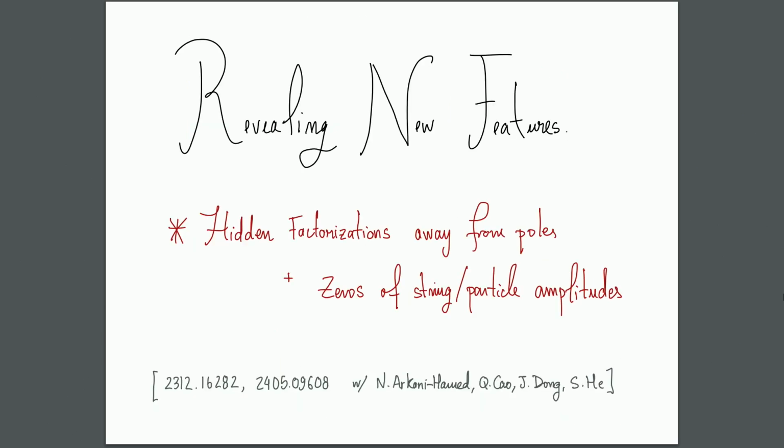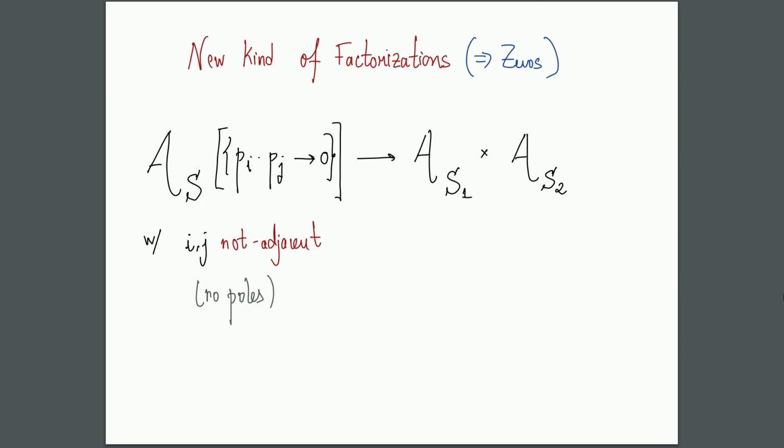Okay, so this takes me to the second part of my talk, which is where I'll explain that this formalism actually lets us conclude new things about the amplitudes. And I'll start with this new pattern of factorizations away from poles that allow us to access also a broad set of zeros for both particle and string amplitudes. So I'll just start by stating what these factorizations are about.